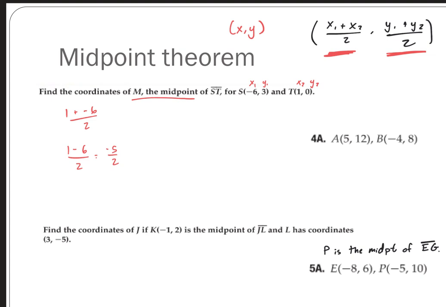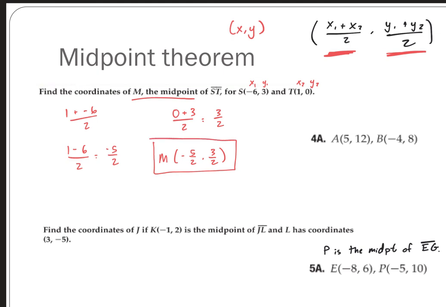Next, I'm going to solve for my y's. This one I have 0 plus 3 divided by 2, which gives us the lovely answer of 3 over 2. Again, be nice to fractions, which means that our midpoint is (-5 over 2, 3 over 2). And that's your answer.